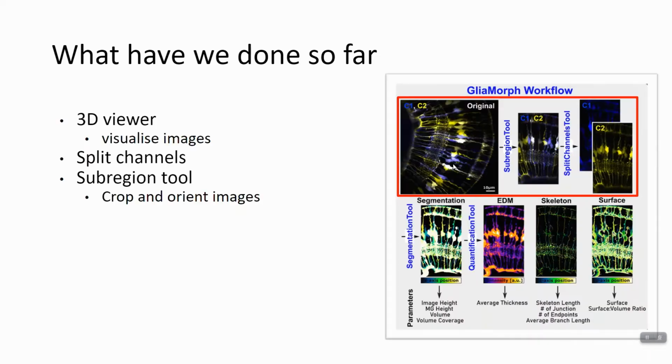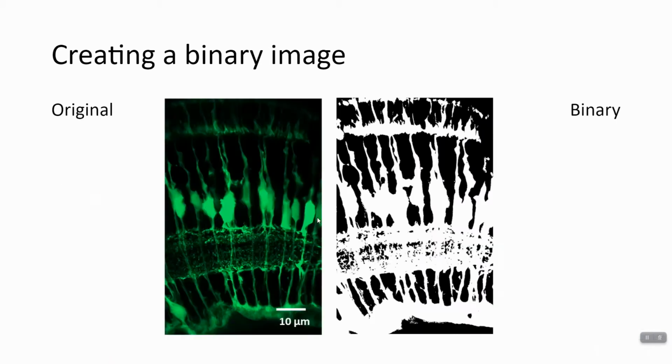Hello there. Welcome to step 4 in the Glio toolkit, segmentation of glial cells. So far, we have looked at the images using the 3D viewer, split the channels, and have cropped and oriented the images so that we can now analyze each image and compare measurements. We can now move on to segmentation of the glial cells.